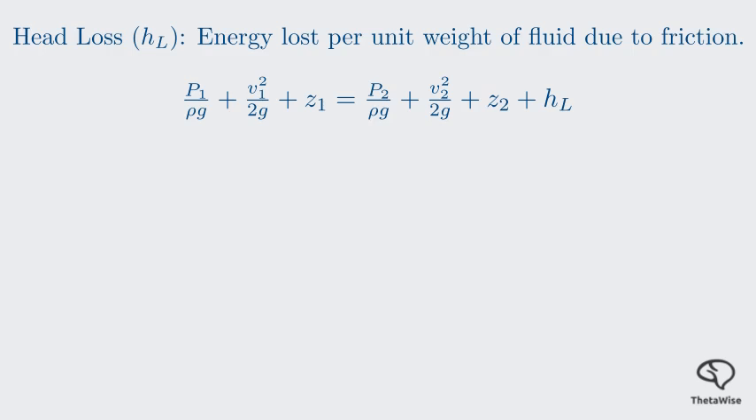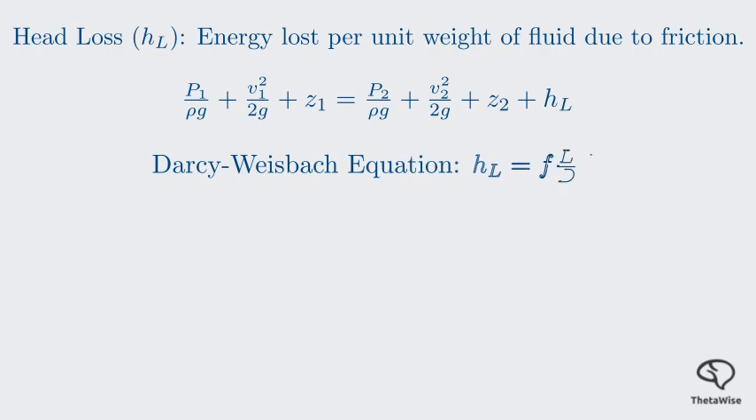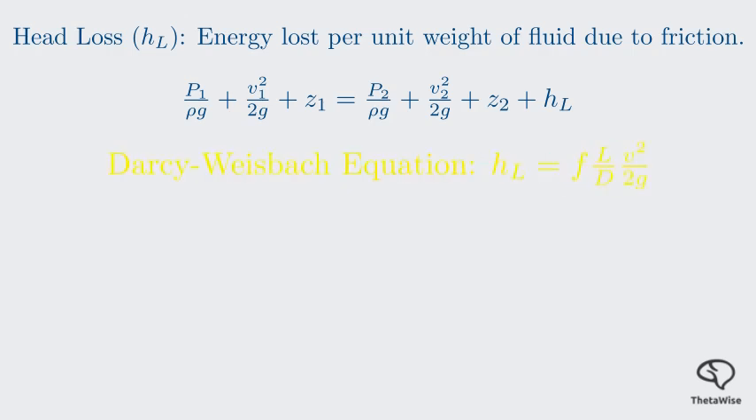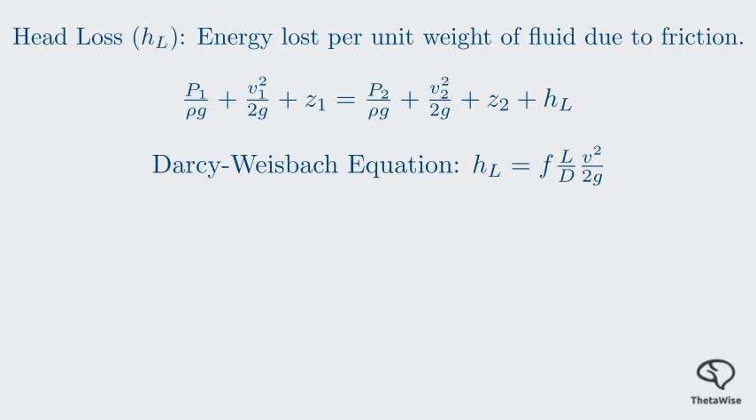The most common way to calculate head loss in a pipe is using the Darcy-Weisbach equation. The Darcy-Weisbach equation is HL equals f times L over D times V squared over 2g. Let's break this down. f is the friction factor, a dimensionless number that depends on the pipe's roughness and the flow's characteristics. L is the length of the pipe, and D is its diameter. The term V squared over 2g is the velocity head, which we've already seen. This equation tells us that head loss increases with the length of the pipe and the square of the velocity, and decreases with the pipe's diameter. It's a practical way to quantify the energy lost due to friction.